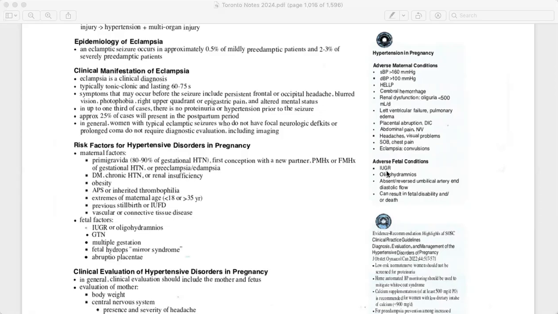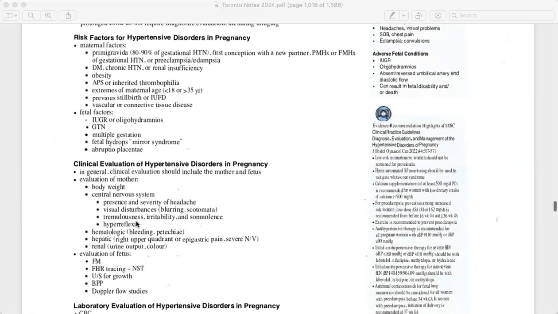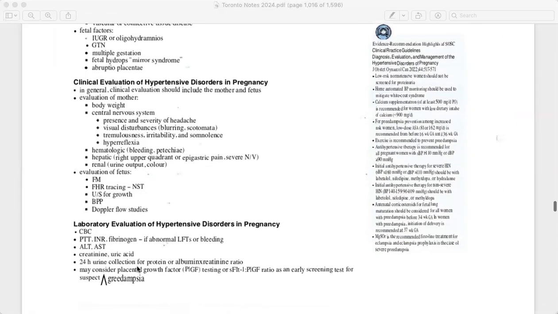As you can see here, hypertension disorders, adverse effects. You can just read this one or you can remember this one. Both are the same. Now coming to the clinical features or clinical evaluation for the hypertensive, what are you going to start with? The body weight, because she might be obese. Central nervous system, maybe the patient is having headache for a very prolonged period of time and she's not noticing it. Visual disturbance, as I said, any end organ damage. So they can present with any of these things like presence of headache, blurring vision, trembling, irritability, hyperreflexia, hematological or hepatic or renal. So anything could be there.